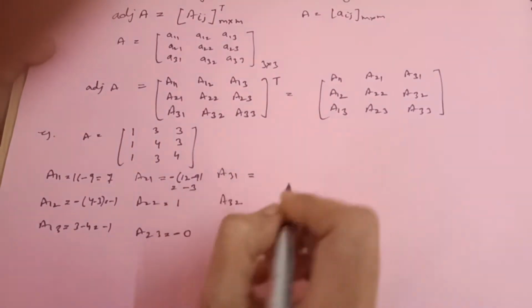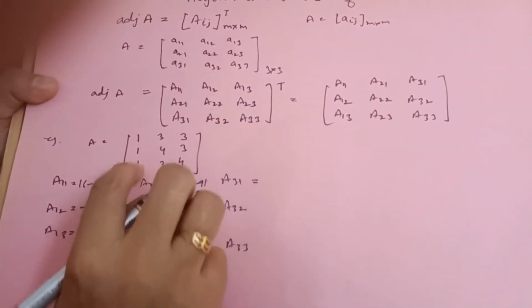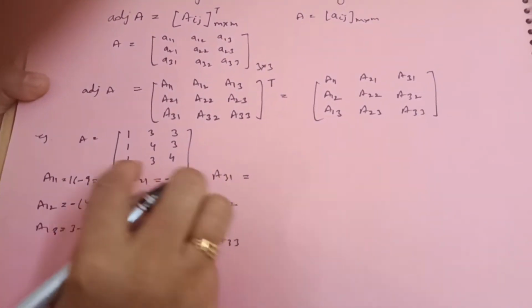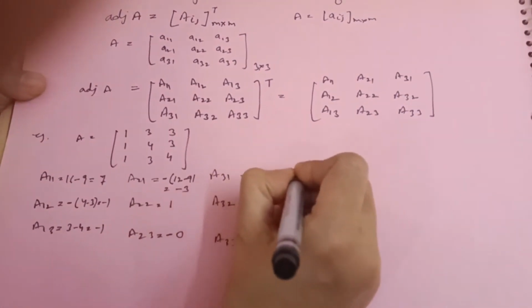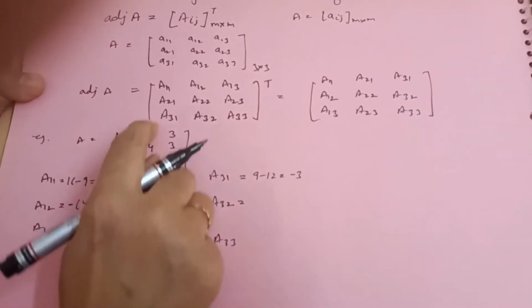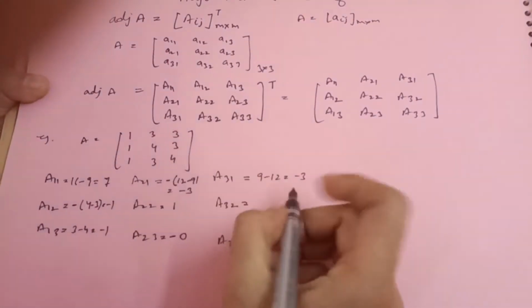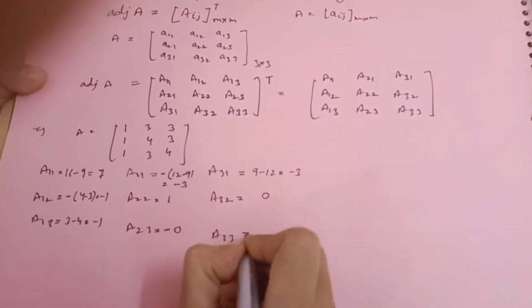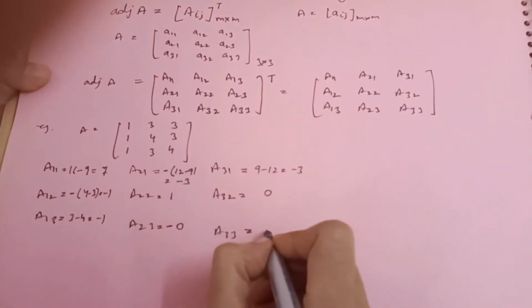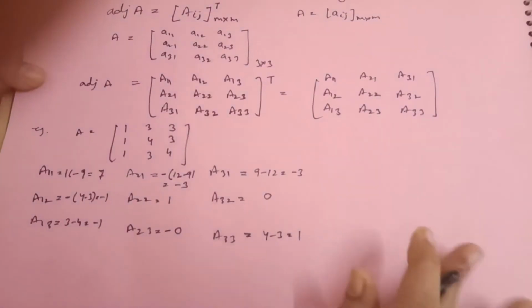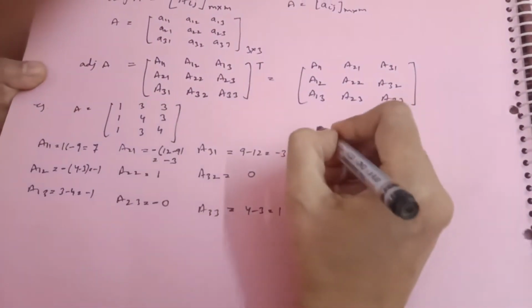A31, that is the third row, first element, delete, it is positive. This is 3 times 3 is 9, 4 times 3 is 12, 9 minus 12 is minus 3. A32, deleting this one, 3 minus 3 is 0, it's negative, but okay. A33, delete this one, 4 minus 3, it's equal to 1. So what you got, this is the adjoint of A.